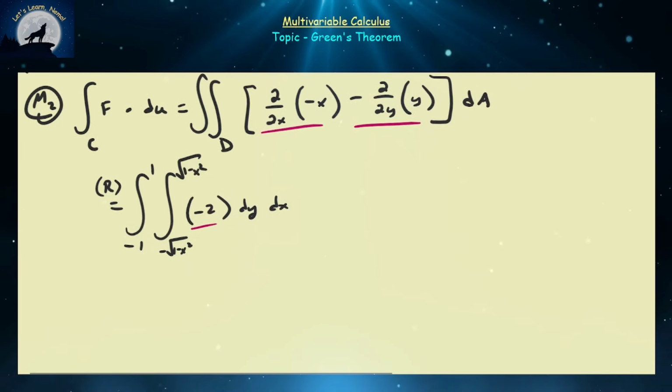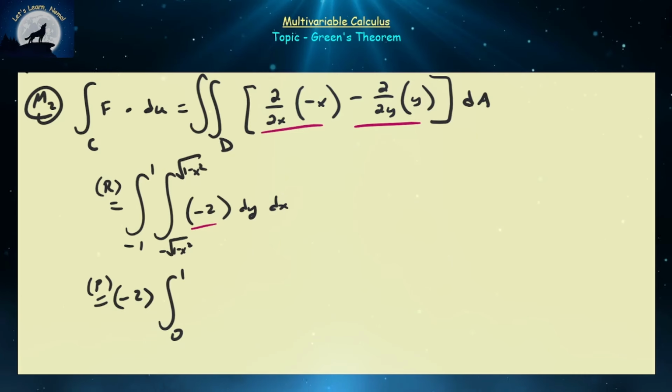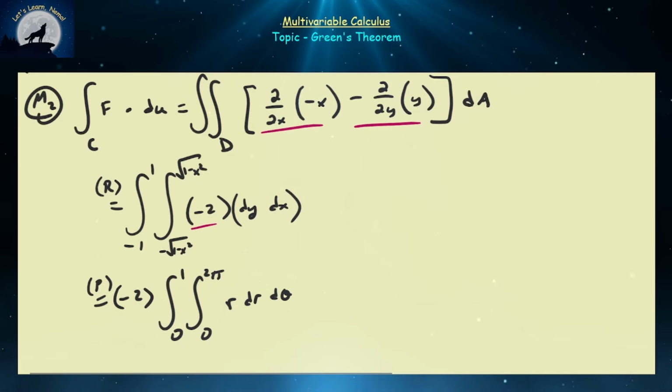So this is going to be equal to, switch into polar form, so r squared is equal to x squared plus y squared, x is equal to r cosine theta, y is equal to r sine theta, and this is going to be equal to minus 2 multiplied by the integral from 0 to 1 for the radius, and the integral from 0 to 2 pi for the angle of r dr d theta, coming from the Jacobian dx dy.